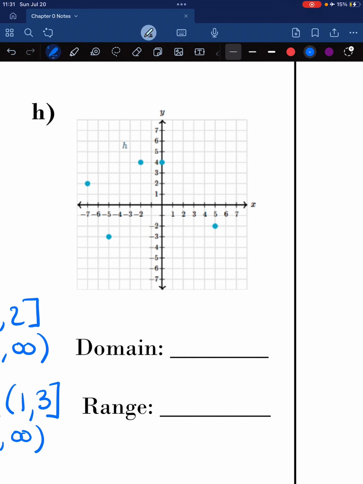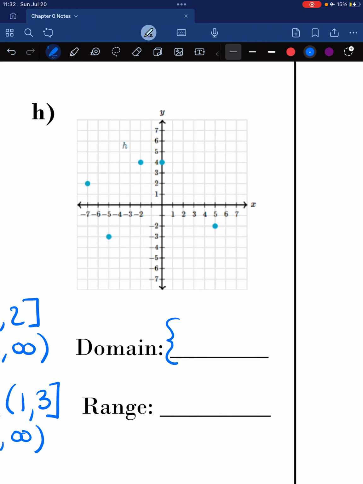Ooh, a discrete function. So this is something we'll define tomorrow actually, but when we have individual points like this, we call it discrete. And I can't write this in interval notation really because I can't be any x values for domain. I can't be any x values between -7 and -5. I can only be exactly -7 or exactly -5.